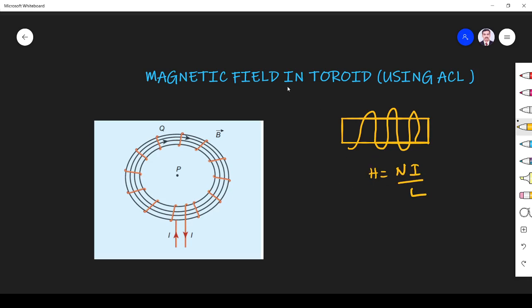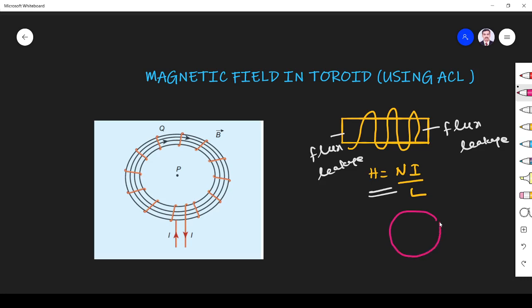But the problem with this solenoid is that at the end of the helix there may be a flux leakage. So the resultant magnetic field will be of less value than we expect. So in order to avoid that flux leakage, what we do is this rectangular shape is bent in such a way that it becomes a circular shape like this, right?